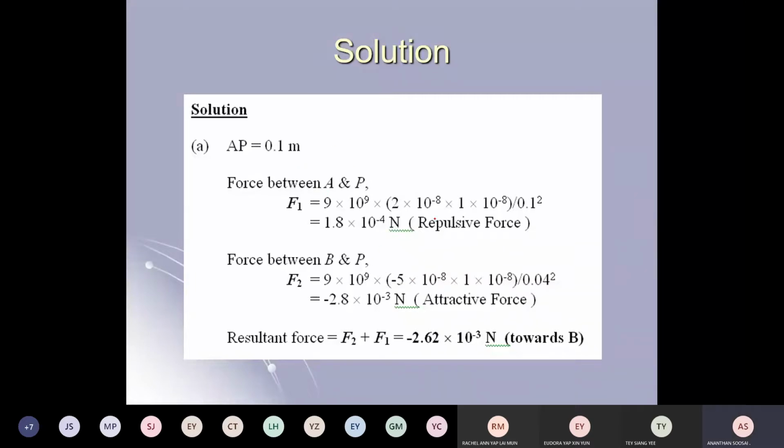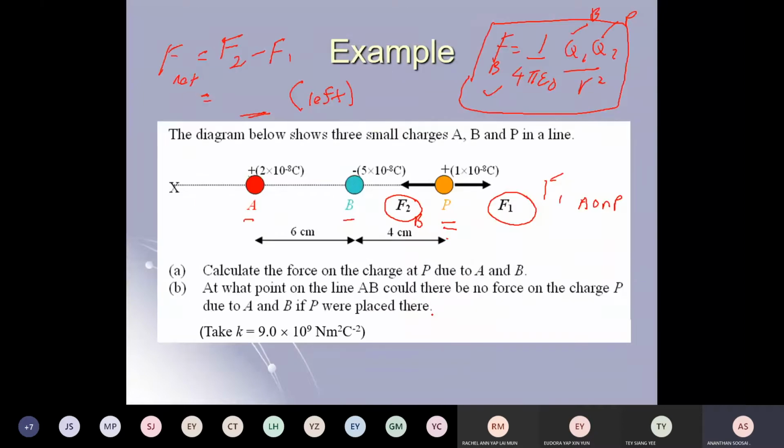So understand, just direct substitution. K Q1 Q2 over R squared. Here in the working, 9 times 10 to the power of 9 has been replaced straight away as K. But as I told you, in the exam, write 1 over 4 pi epsilon naught. Then directly you can substitute 9 times 10 to the power of 9 if you want. So that's the answer for the force. The difficult part, I go back to the question, is part B.